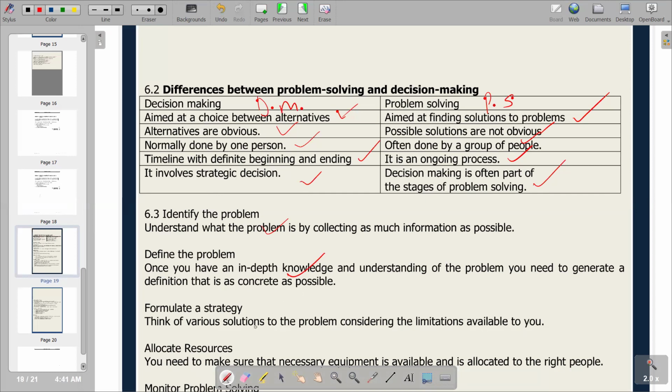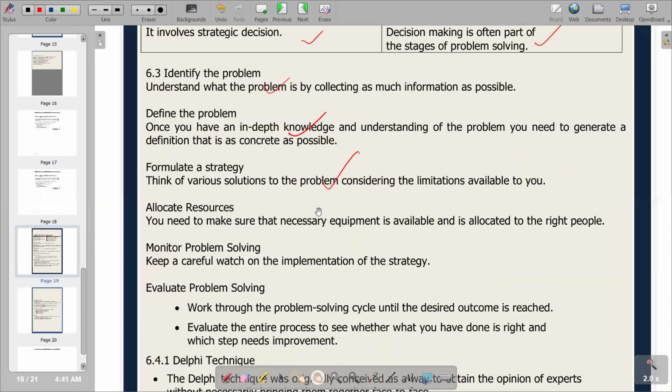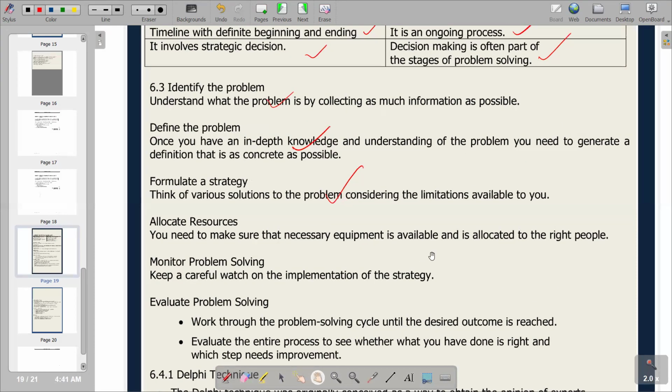And then the next one, formulate a strategy. Think of various solutions to the problem, and consider the limitations available to you. That's what we have in formulating a strategy. Then allocate resources. You need to make sure that necessary equipment is available and is allocated to the right people. Then monitor problem solving. Keep a careful watch on the implementation of the strategy. Then on the next one, evaluate problem solving.